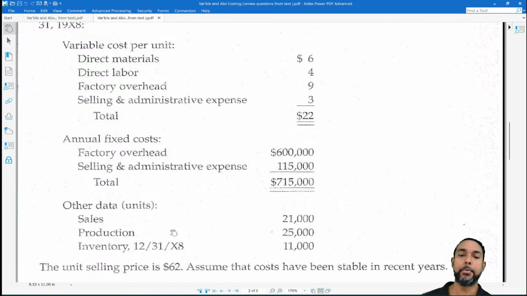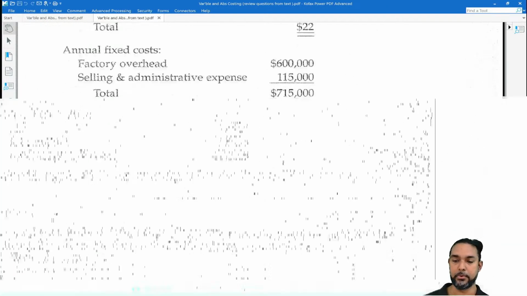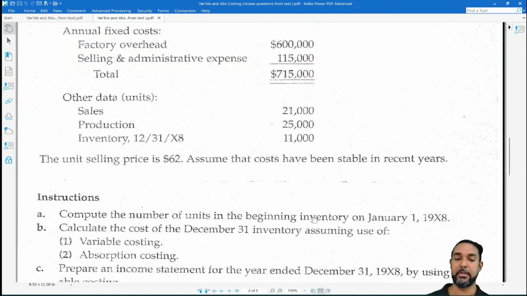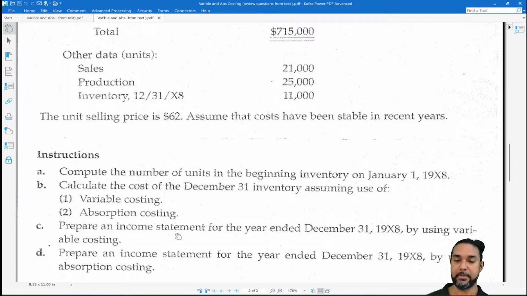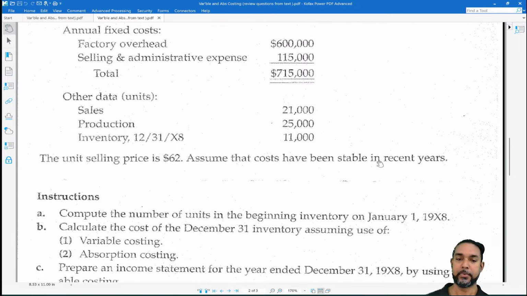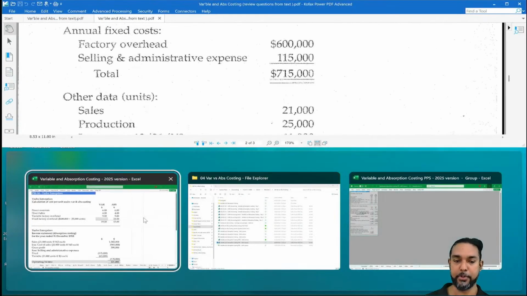All right, so the first thing they wanted was the number of units in beginning inventory. Then they want the cost using variable and absorption costing. And they want an income statement under both methods. Okay, so let's push that up there, push this down here.